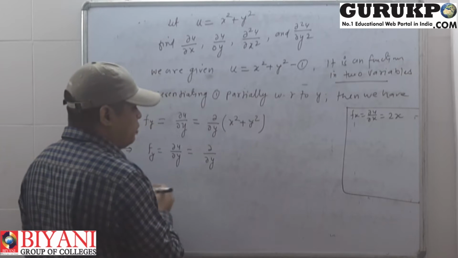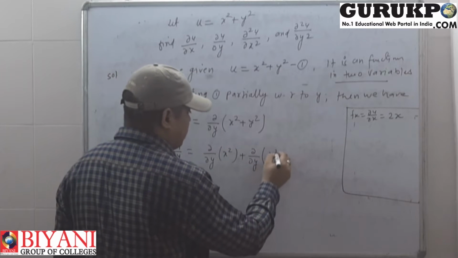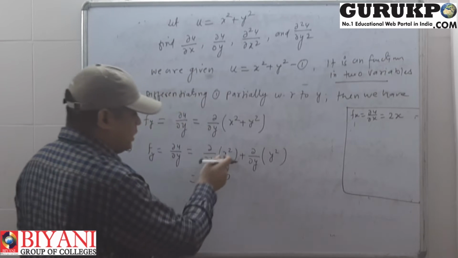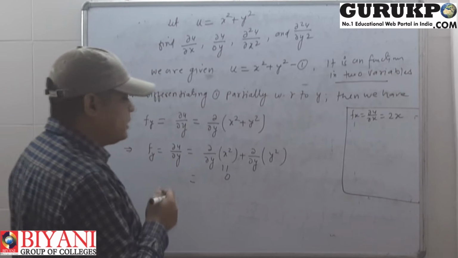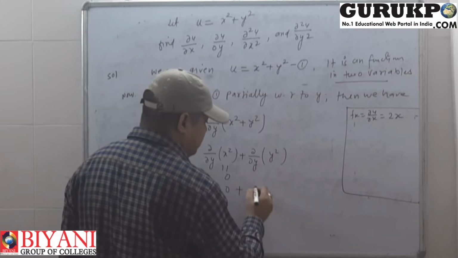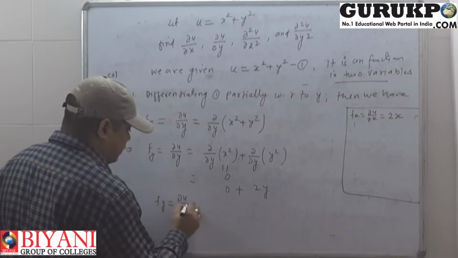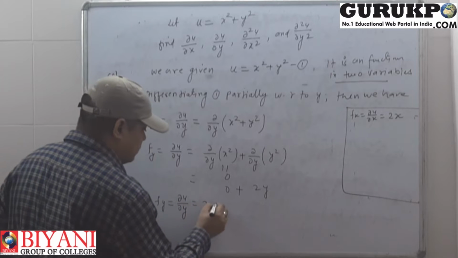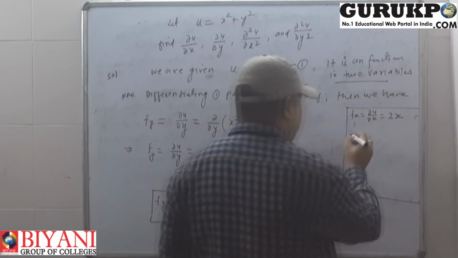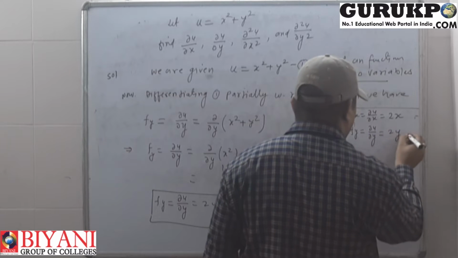And by applying the u plus v formula we have, and this becomes 0 because x is the other variable which will be treated as a constant, and we know the derivative of a constant function is 0 always. Therefore 0 plus, and this will become 2y. Hence we have f of y, del u by del y is nothing, it is 2 of y. So we will put here f of y, del u by del y is nothing, 2 of y.